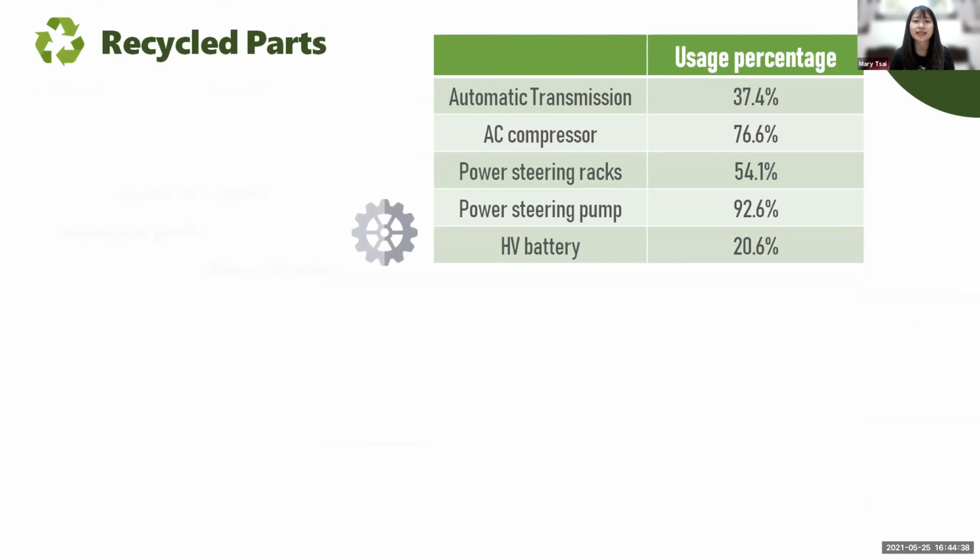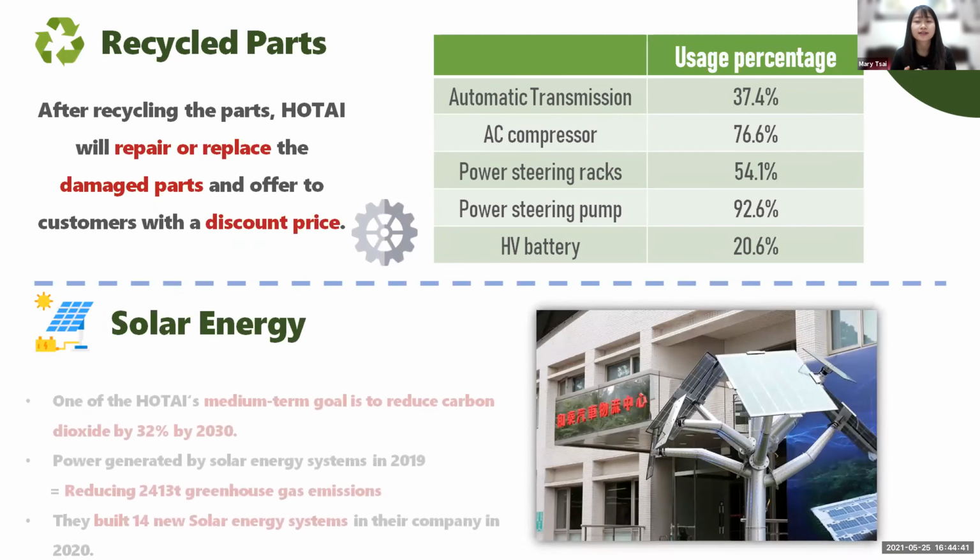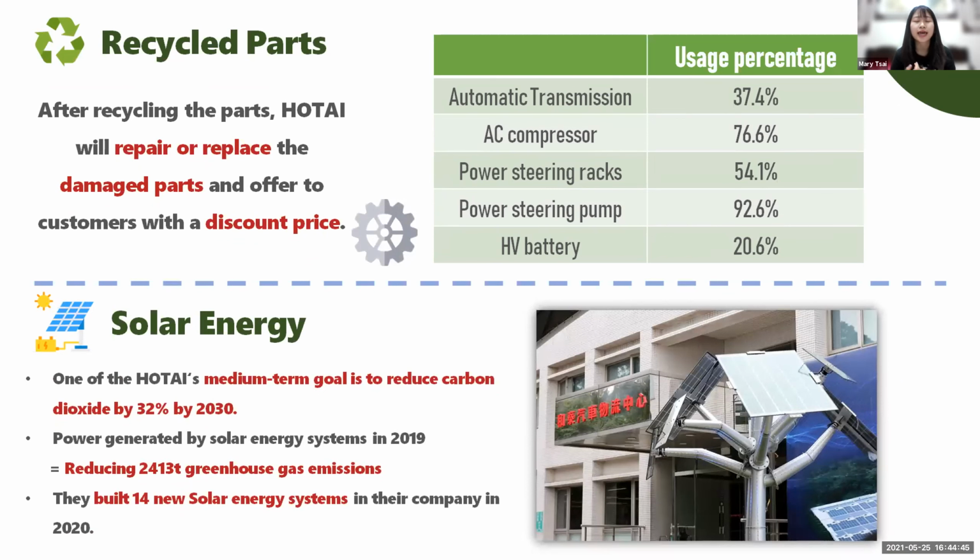The second part is recycled parts. After recycling the parts, Hetai will repair or replace the damaged parts and offer them to customers at a discount price to be eco-friendly. And the third part is solar energy. Because one of Hetai's medium-term goals is to reduce carbon dioxide by 32% by 2030. As you can see in this picture on the right-hand side, Hetai built lots of solar panels on the roof to replace the non-renewable energy. And the power generated by solar energy systems in 2019 equals reducing 2,400 tons of greenhouse gas emissions. So they plan to build 14 new solar energy systems in their company in 2020.